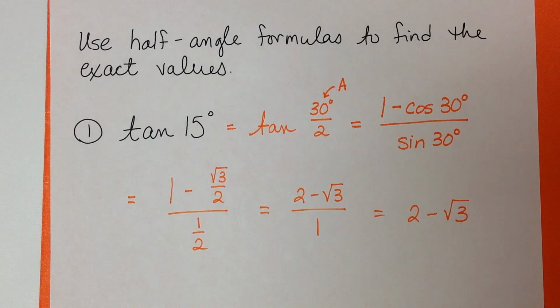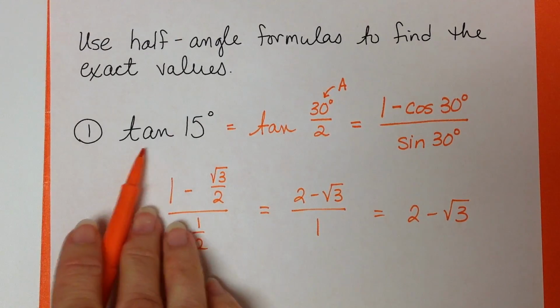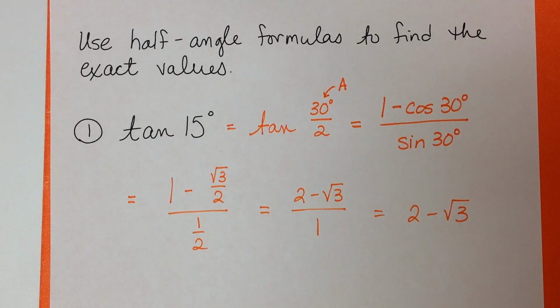Now you can check this in your calculator very easily. Just make sure you're in degree mode. Type in tangent 15 degrees, and of course it'll give you a decimal approximation. Then type in 2 minus square root 3. Again you'll have a decimal. Those two decimals would need to be the same. It's quick and easy to check in your calculator if you wanted to.